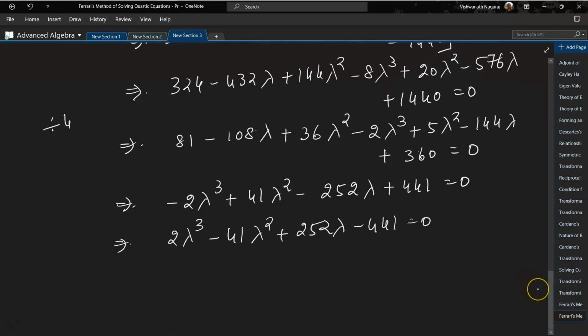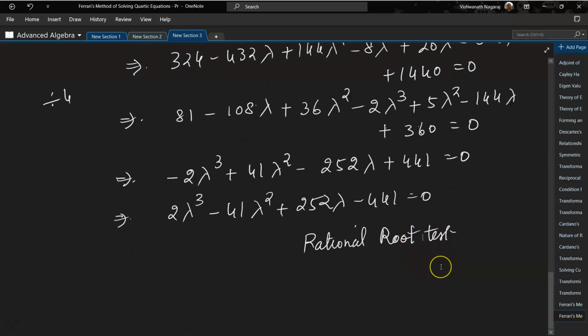Okay, now we have ended up with a cubic equation. Now we need to solve this. How do we solve this? We can use any method. We can use Cardano's method or whatever method we feel comfortable with. Let's look at something called the rational root test.